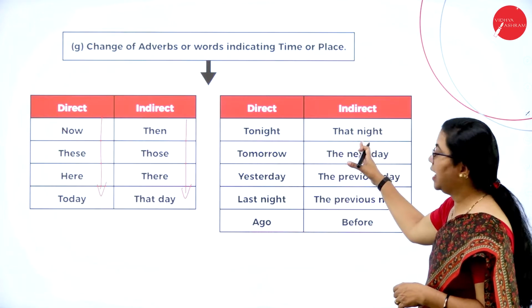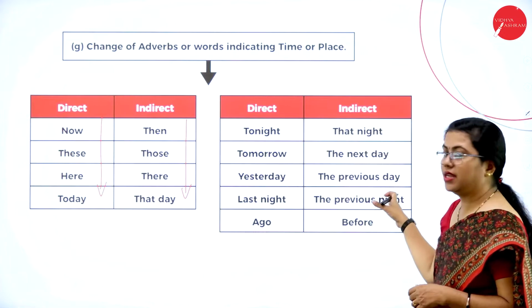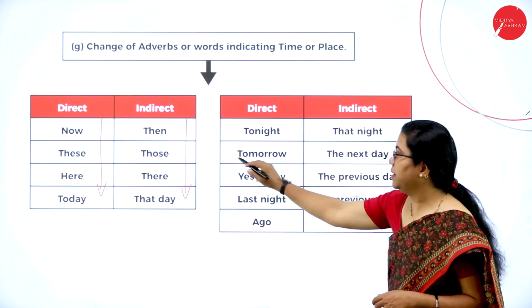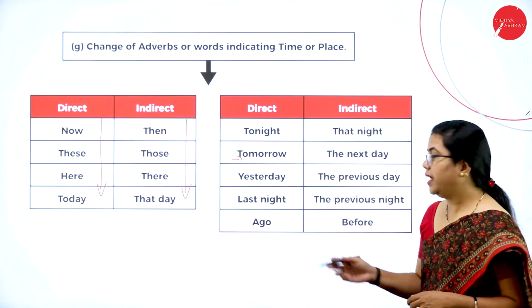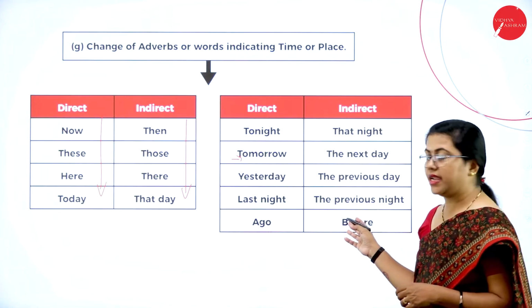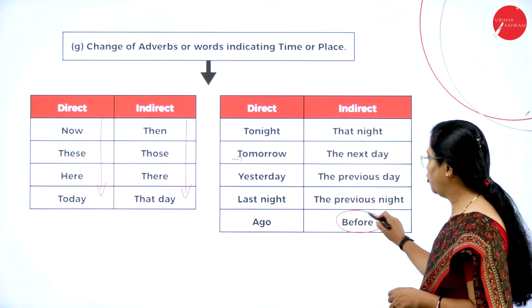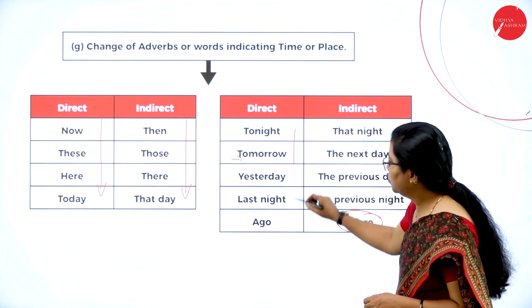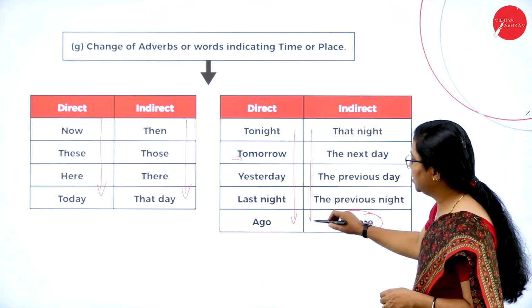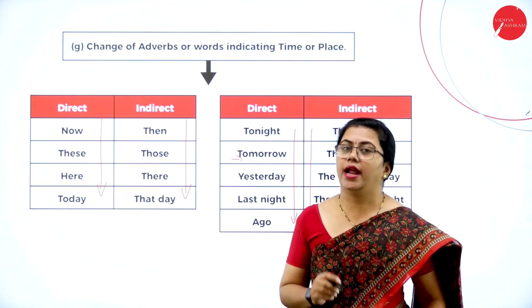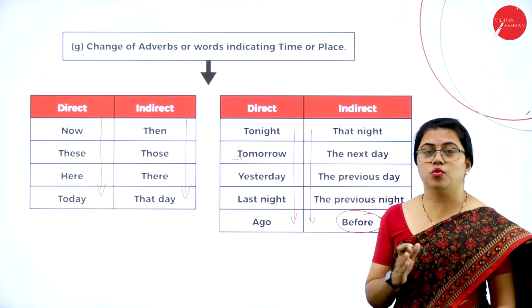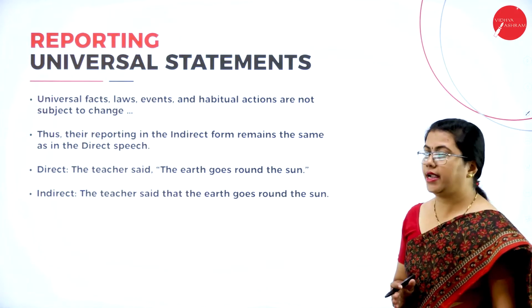So tonight, that night; tomorrow, the next day. You already saw this example, isn't it? So yesterday will be changed to the previous day. Last night, again the previous night. Ago, that is before. Fine. So these are the words in direct speech and these are the words that will be used in indirect speech. So there will be changes in adverbs also and also the words that show place and time.